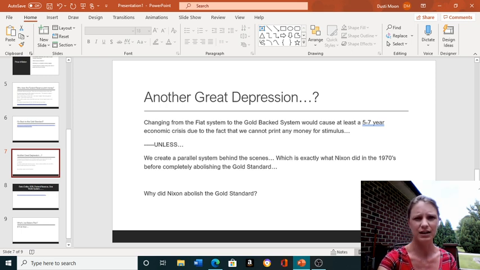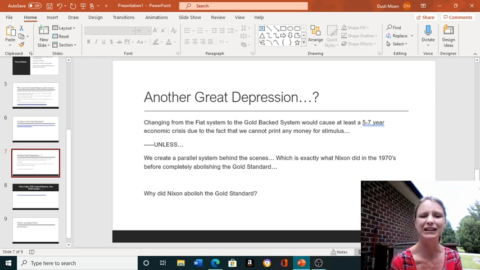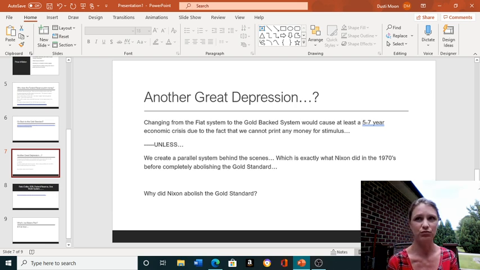Other economists say that if we try to change from the fiat system to the gold system, it can cause another Great Depression. Changing from the fiat system to the gold-backed system will cause at least a 5 to 7 year economic crisis due to the fact that we cannot print any money for stimulus. That's true, unless we create a parallel system behind the scenes, which is exactly what Nixon did in the 1970s before completely abolishing the gold standard. We went from the gold standard right to the fiat standard because he had created this parallel economy, so that when he abolished one, it just flowed right in. So that's still possible today.